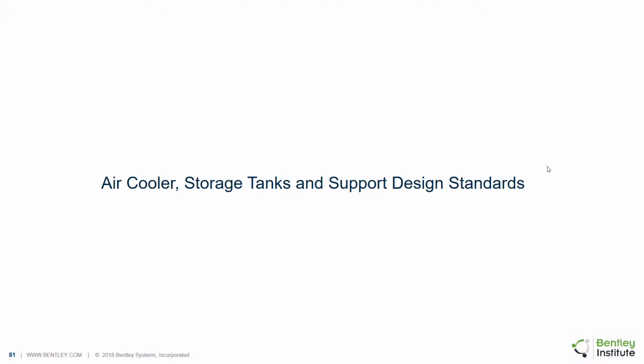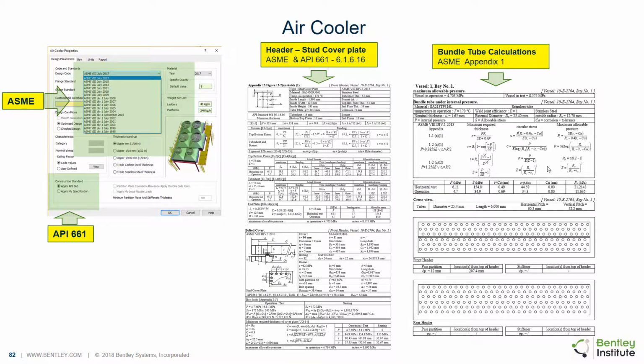In this final section of the webinar, let's look at some other types of equipment and find out what codes and standards we can design those in accordance with. The air cooler modeling and analysis can be done using ASME code and API 661 standard. The extracts from the design report are shown to the right. The header design report as illustrated is performed in accordance with ASME and API 661, 6.1.6.16, and the bundle tube calculations as per ASME Appendix 1.